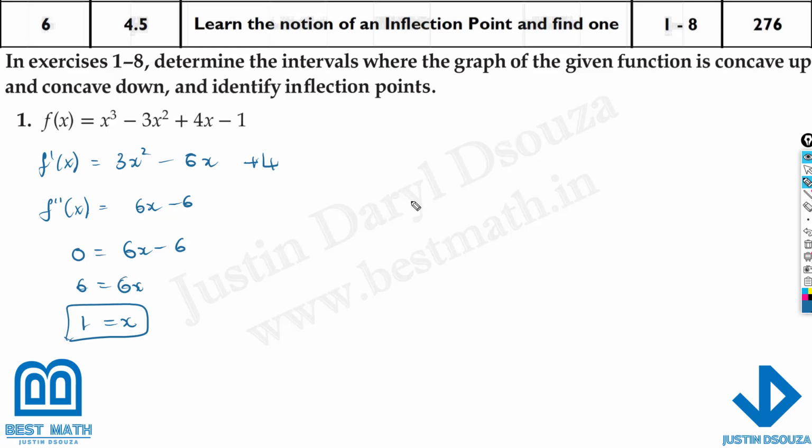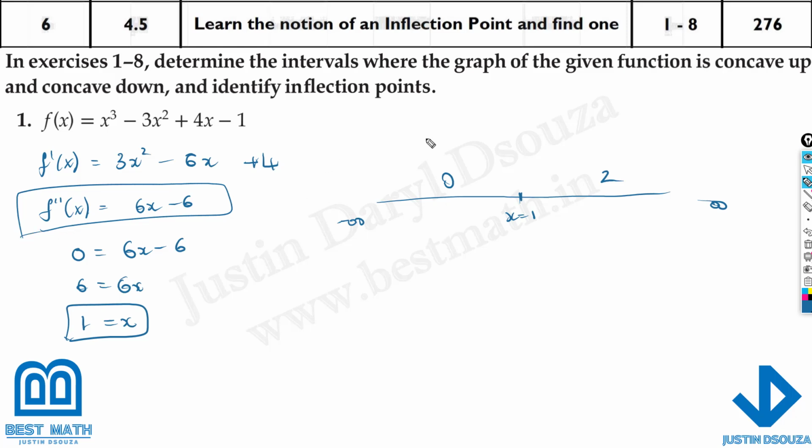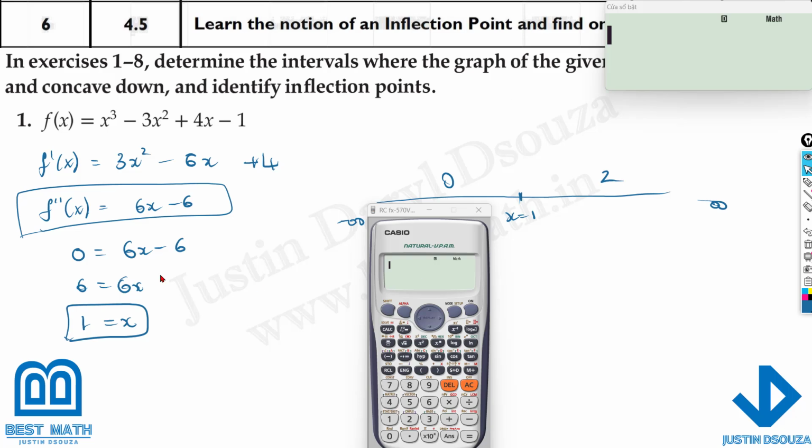But if you want to know the concavity, imagine this is the graph. X is equal to 1. Let me take it over here, from minus infinity to infinity. Let us take a test point less than 1, I'll take it as 0, and more than 1, I'll take it as 2. The double derivative equation must be used in the calculator to check what is happening. Here I'll just type this double derivative equation, that's 6x minus 6. If you're wondering how to solve this in the calculator, you press equal to 0, and not equal to, you should press shift and solve, and then if you press equal to, the answer is 1.